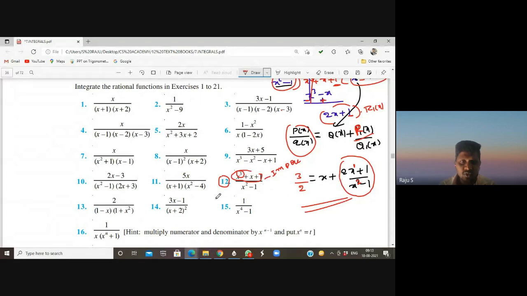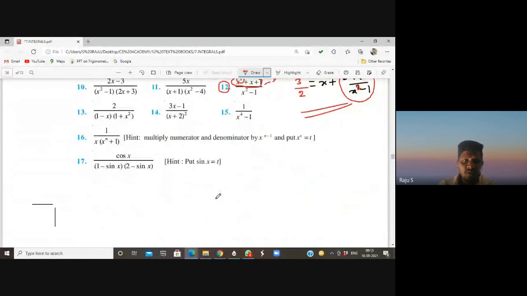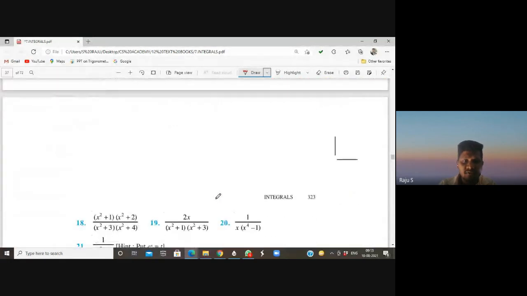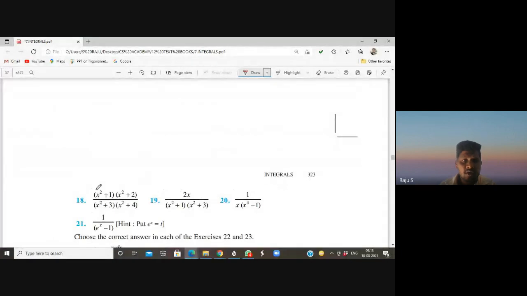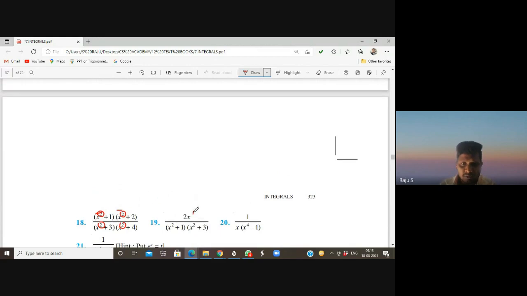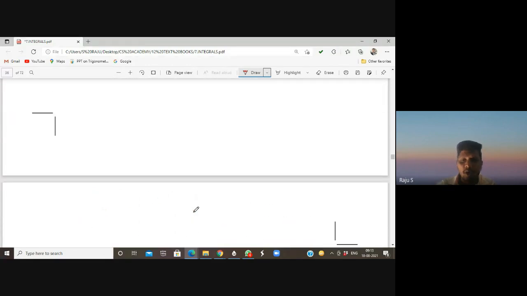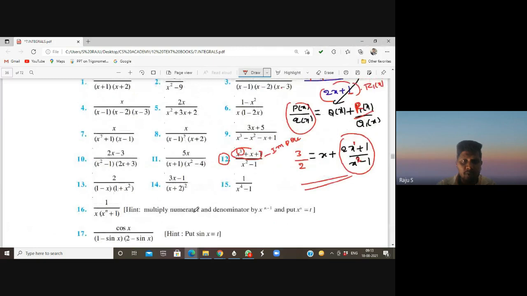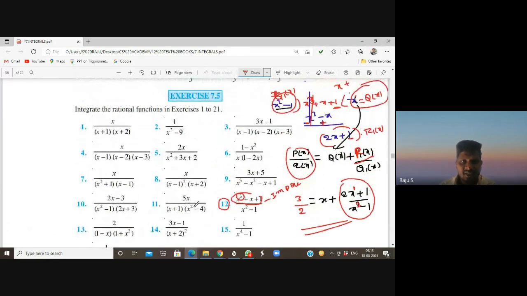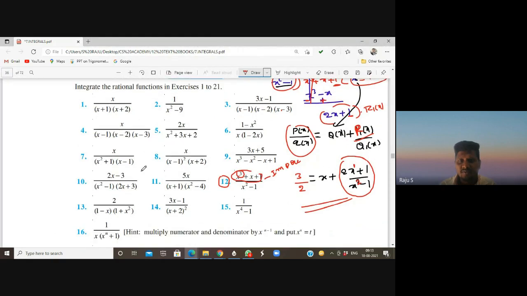Let us do again. Only one function alone is there that is improper. Remaining all are okay. Here we'll do some by the substitution method, because the numerator degree is equal to the denominator degree. Degree is same. So other than these two questions, in all the remaining questions, mostly all are proper rational functions only.